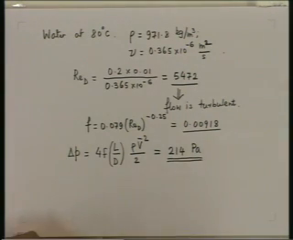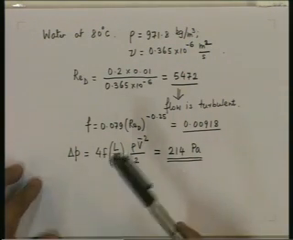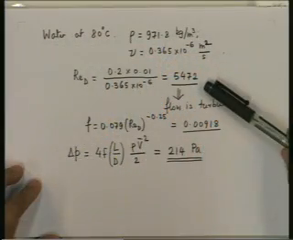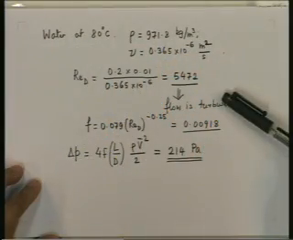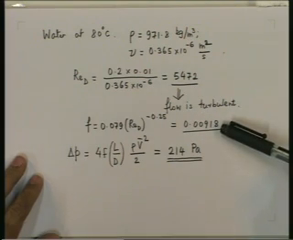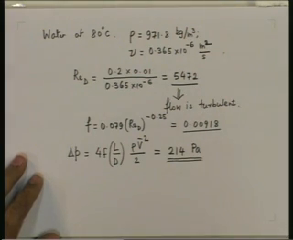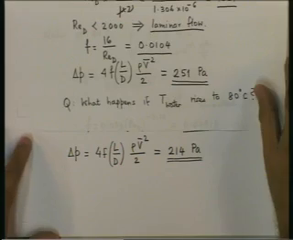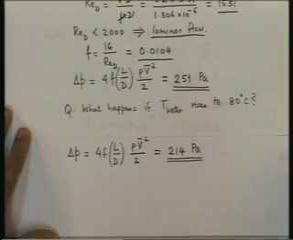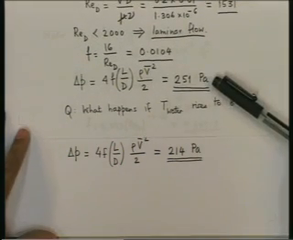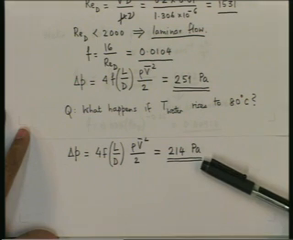So, what has happened is, because of the rise of temperature from 10 degrees to 80 degrees C, and mainly because of the reduction in the kinematic viscosity, the Reynolds number has increased, the flow has become turbulent, the friction factor has decreased slightly, and the pressure drop, which was earlier 251 Pascal, has reduced to 214 Pascal.